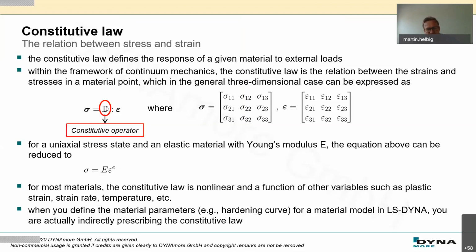You have some variables like plastic strain, strain rate, temperature, etc. So when you define the material parameters, for example a hardening curve for a material model in LS-DYNA, you actually indirectly prescribe the constitutive law. In easy words, you only do this material characterization to find a good constitutive operator. If you don't do it, you will not get the right connection between the stress and the strain tensor, and this means you will not get the right solution of your finite element simulation.